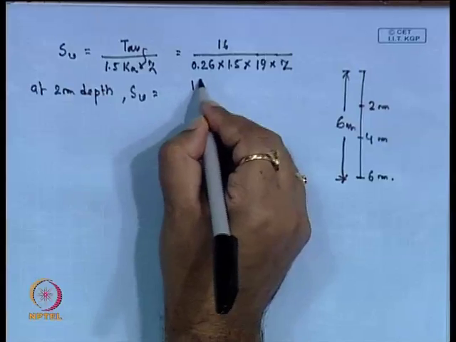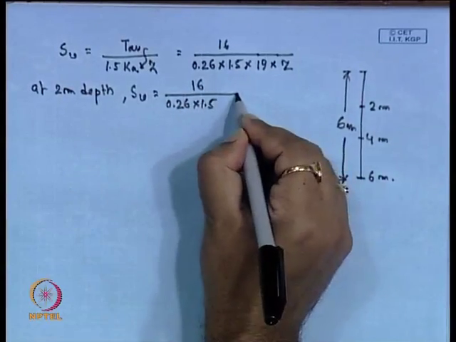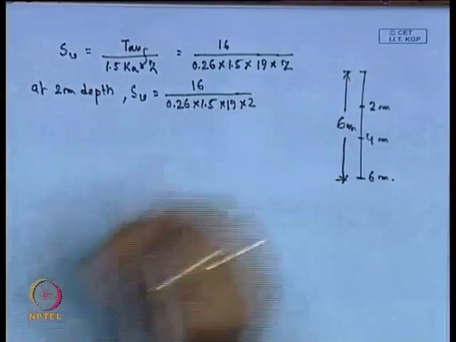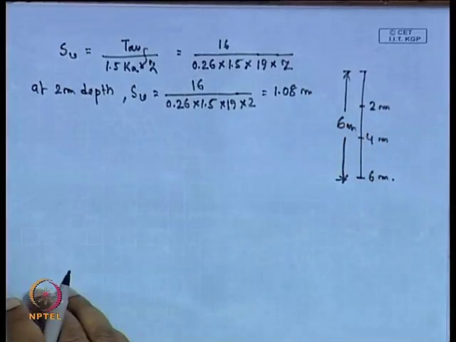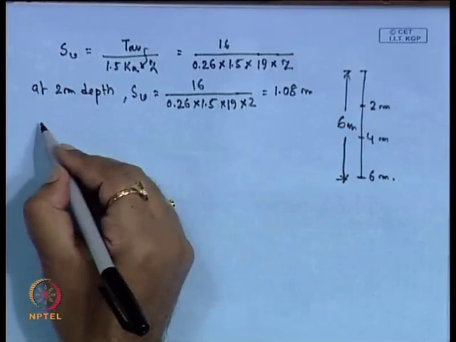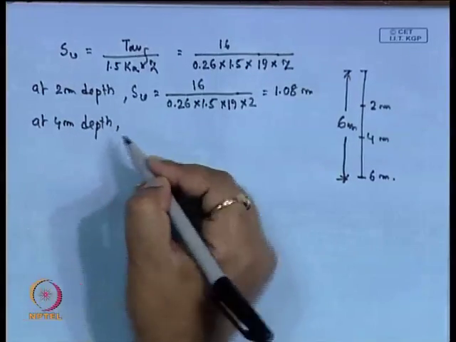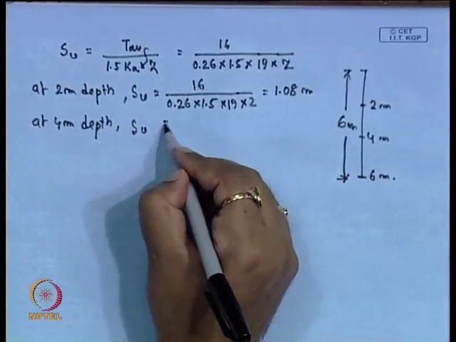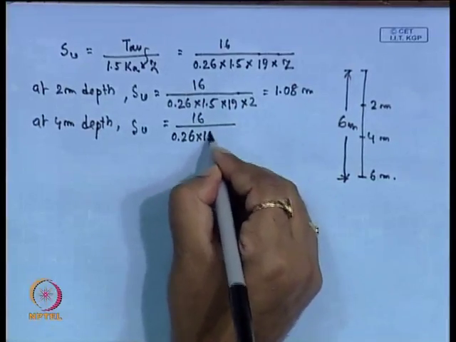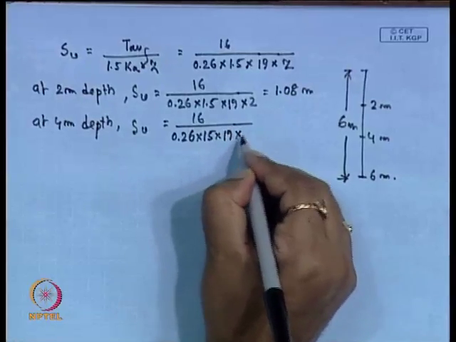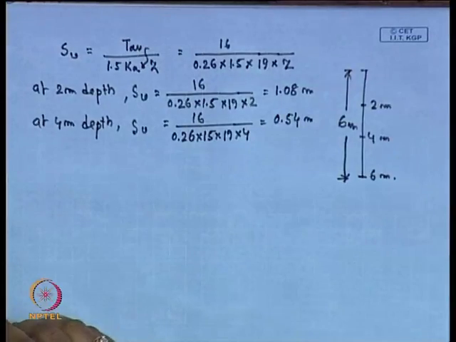S B is 16.26 into 1.5 into 19 into 2. So, that is 1.08 meter. So, at 2 meter depth S B is 1.08. So, at 4 meter depth S B is 16 into 0.26 into 15 into 19 into 4. So, that is 0.54 meter.